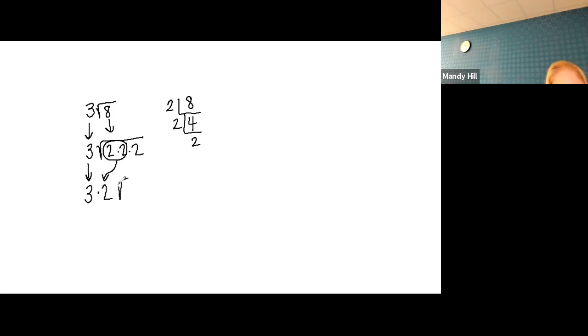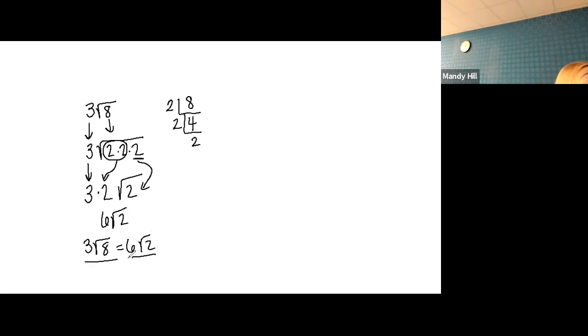And then I've got this 2 that's left that would go underneath my radical sign. So that's going to be 3 times 2, which is 6 square root of 2. So these things are equal. 3 square root of 8 is equal to 6 square root of 2. This is not simplified. This is simplified.